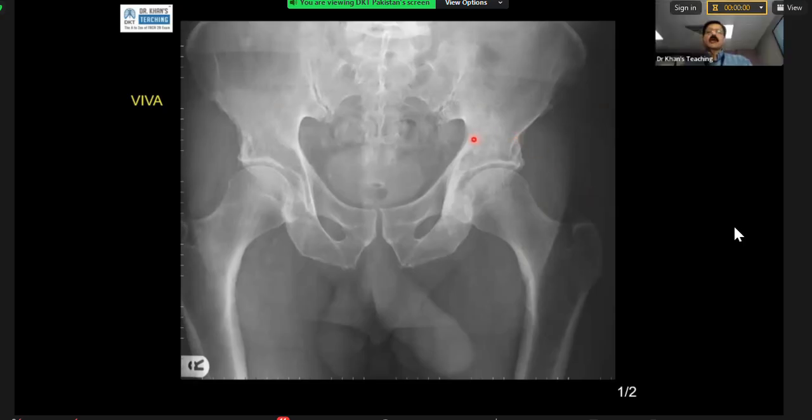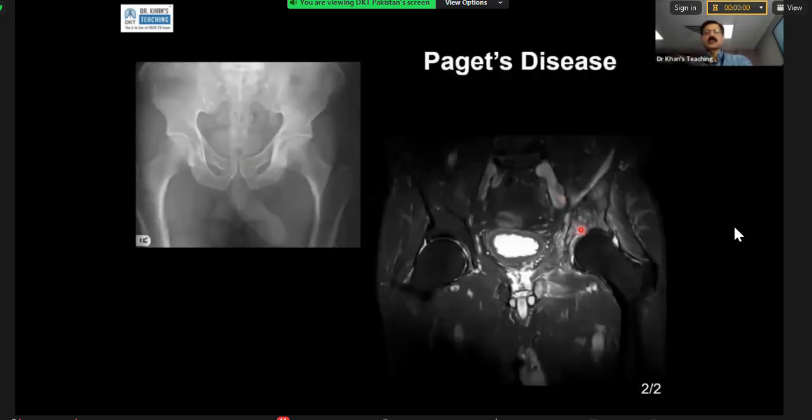Excellent. So here, if you see here, look at it, compare this with this, and you will agree that there is sclerosis and coarse trabeculae. And just to make a point, on MR, how big the finding is, it was Paget's disease.